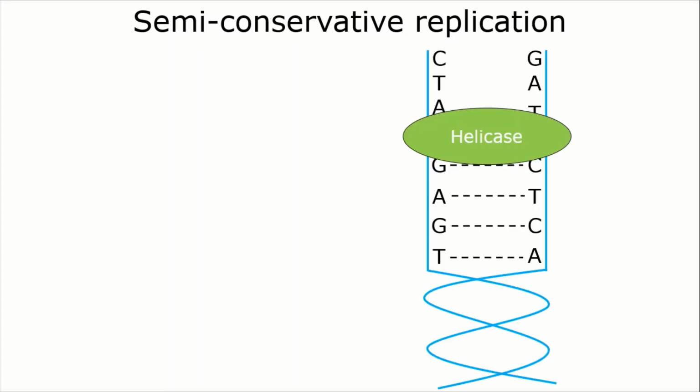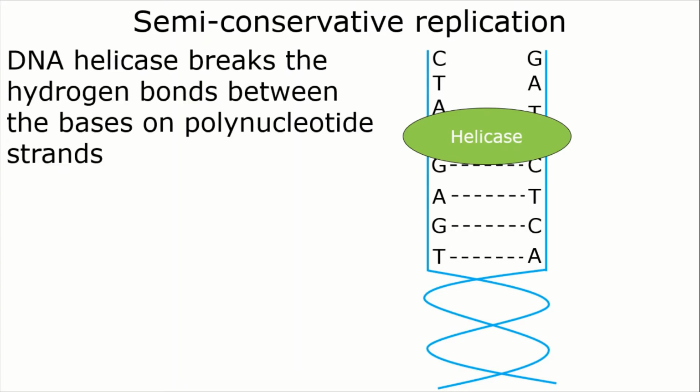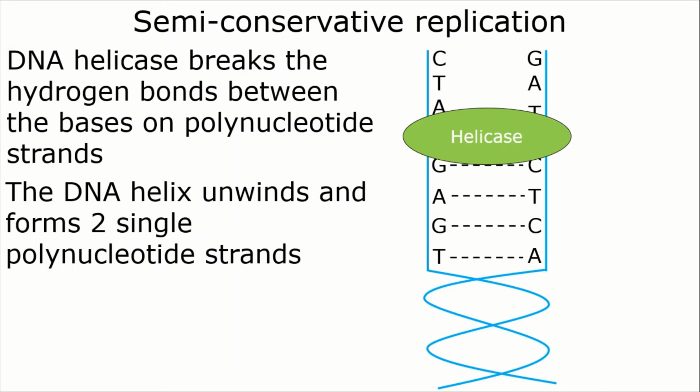So, the current theory of DNA replication is a process called semi-conservative replication. When this occurs, our DNA double helix will unravel, and this allows an enzyme called DNA helicase to bind to it. As helicase runs over the DNA molecule, it breaks the hydrogen bonds that occur between the base pairs on each DNA strand. This will leave the DNA as two single polynucleotide strands.